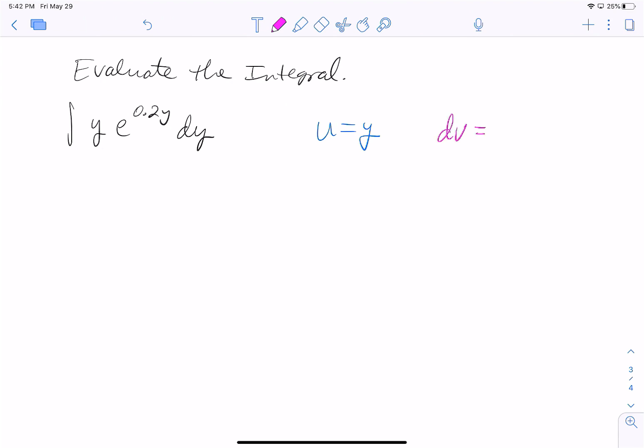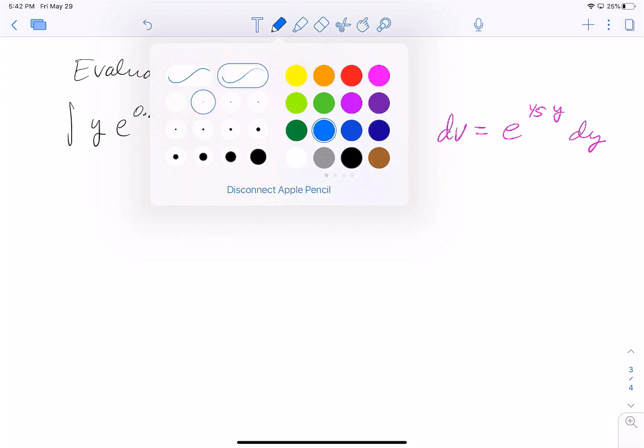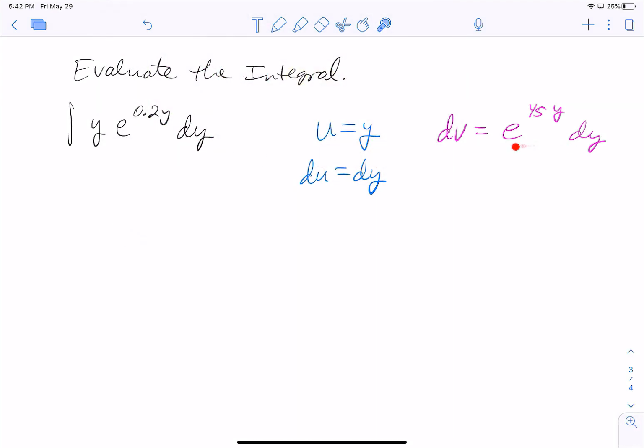And then dv is equal to e, and it'd be easier if we express 0.2y as e to the 1/5 y dy. Since u is y, du is equal to dy. And when we anti-differentiate e, let's talk about how we would differentiate it. If I were to differentiate e to the 1/5 y, I would pick up a factor of 1/5 out front using the chain rule. Therefore, when we integrate, we're actually going to pick up a factor of the reciprocal. So v is going to be equal to 5e to the 1/5 y.